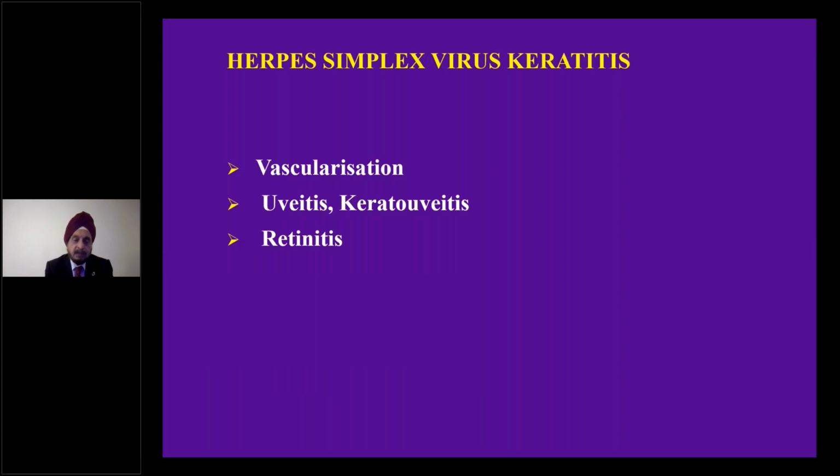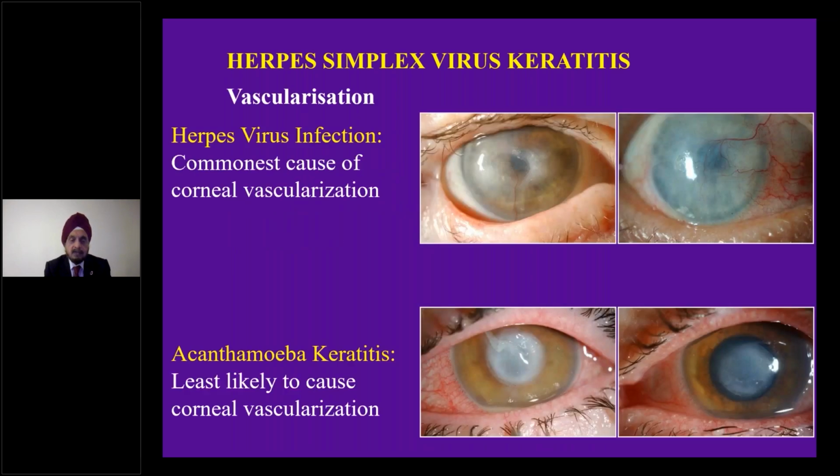And then finally, these manifestations: vascularization, uveitis, keratouveitis, and retinitis. So vascularization, this point we published, we did a large study, and we concluded that the most common cause of corneal vascularization is herpes virus infection. And the least common cause among the infective conditions is acanthamoeba. You can see severe infection, but no vessels. And here, a lot of vessels, these were all herpes.